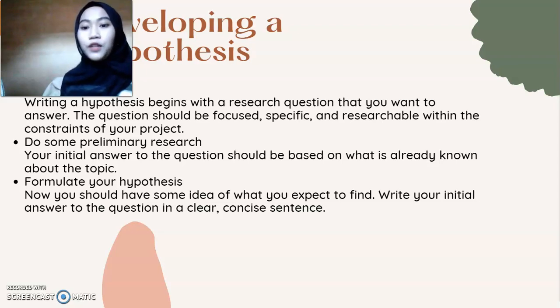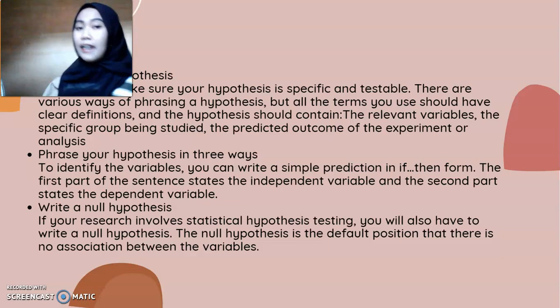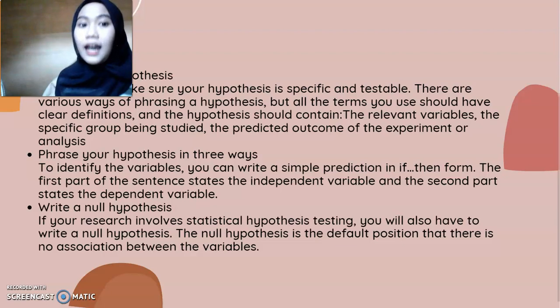The next is formulate your hypothesis. Now, you should have some idea of what you expect to find. Write your initial answer to the question in a clear, concise sentence. The next is refine your hypothesis. You need to make sure your hypothesis is specific and testable. There are various ways of phrasing a hypothesis, but all the terms you use should have clear definitions, and the hypothesis should contain the relevant variables, the specific group being studied, and the predicted outcome of the experiment or analysis.